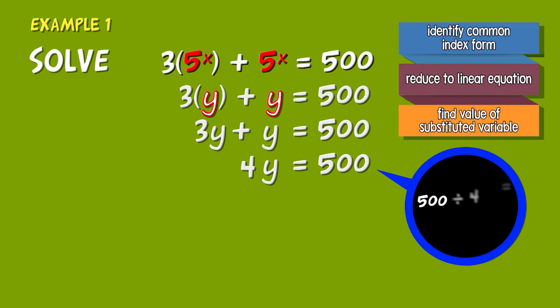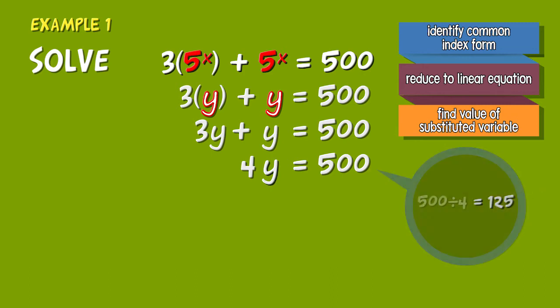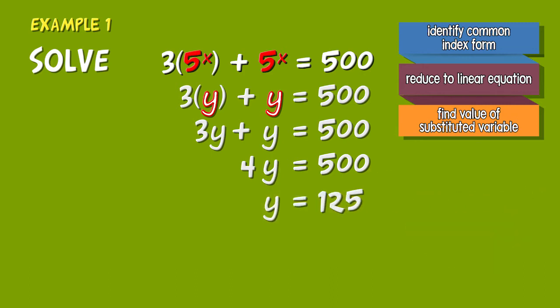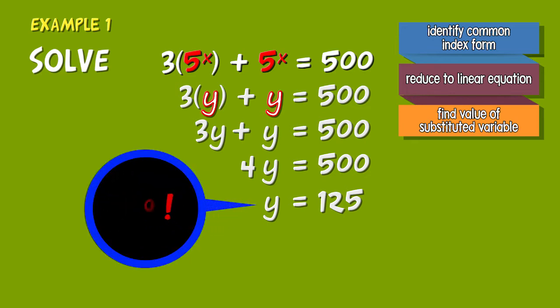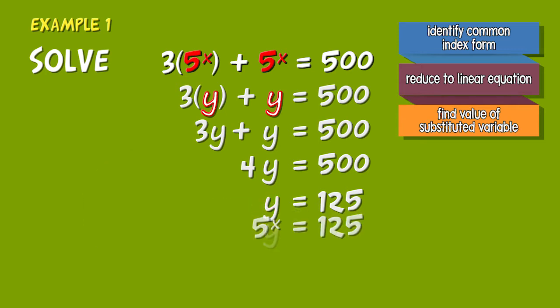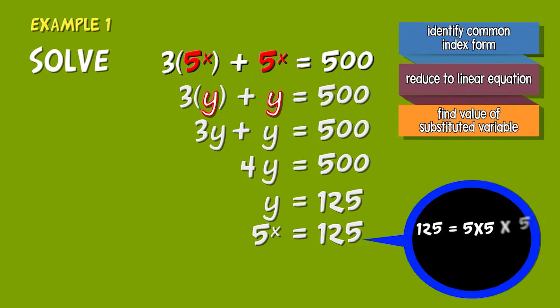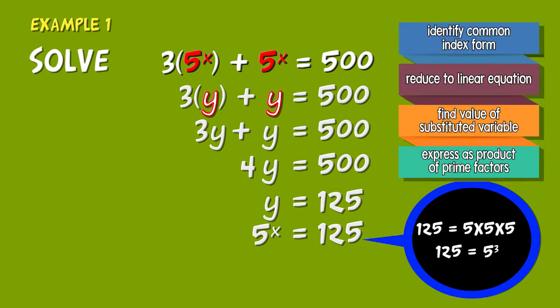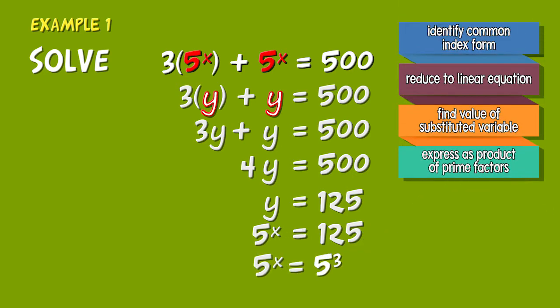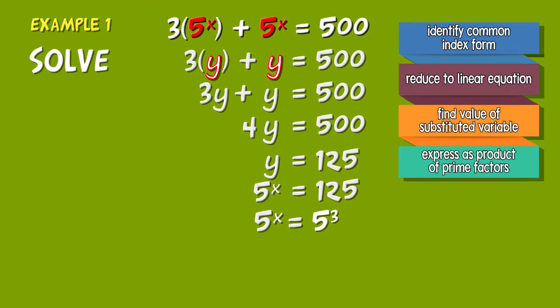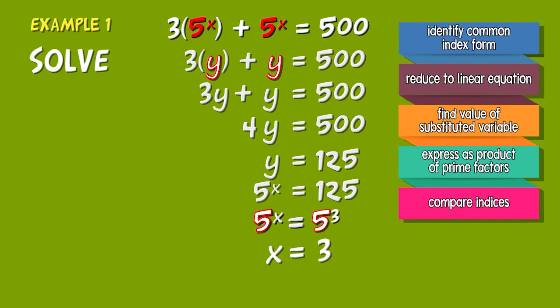Thus, we can solve for y to be 125. Now, are we done? No! Remember that we are solving for x and not y. So, let's replace y with 5 to the power of x and express 125 as 5 cubed. Now, the bases are the same, and we can compare the indices to get x equals 3.